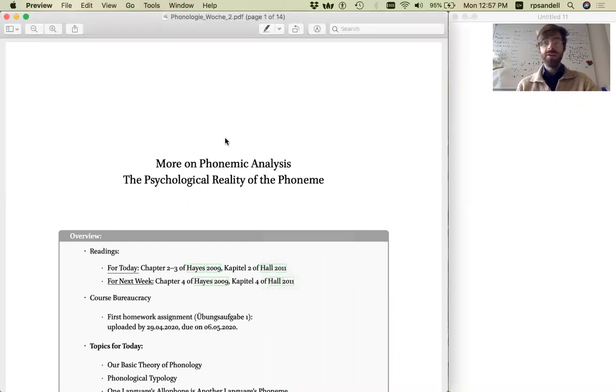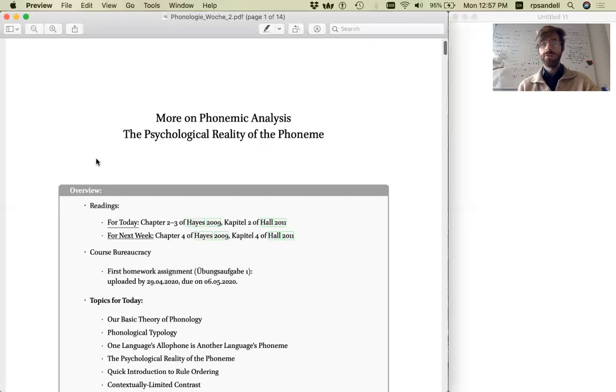Good. So last week, we started to dig into some of the methods that are needed for carrying out the analysis of phonemes in a given language. And this week, we're going to continue to see some other topics concerning the analysis of phonemes. And we'll talk about things a little bit from something of a typological perspective. We'll get to that after we've laid out what our basic theory of phonology in this course now looks like.